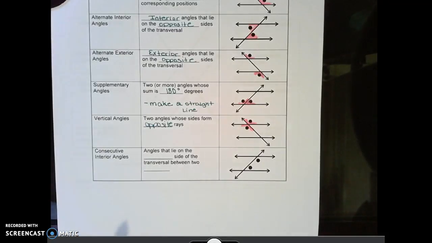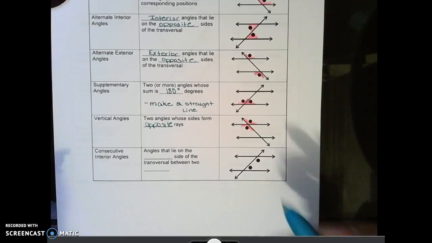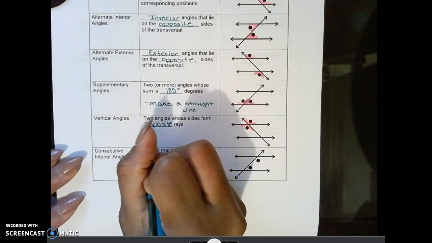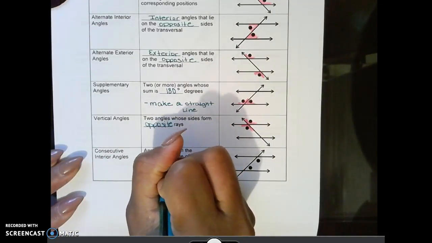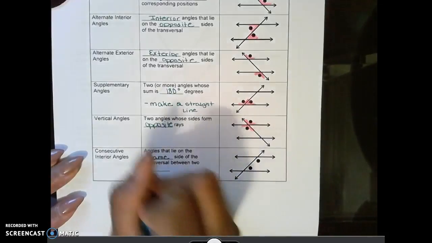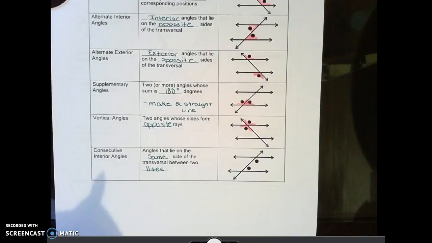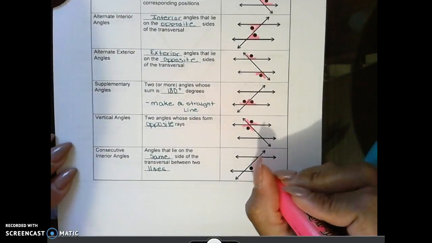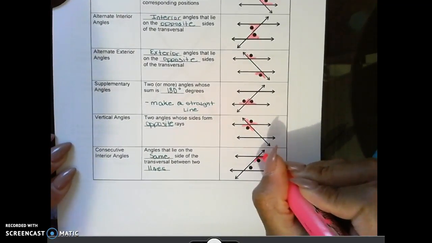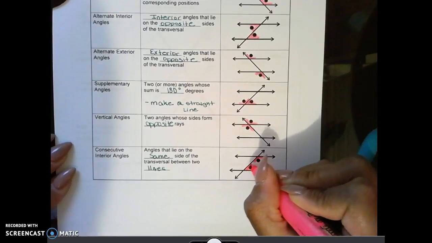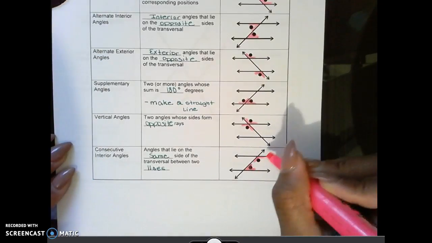And then we have consecutive interior angles. And consecutive means one on the other. So they're going to be on the same side of the transversal between two lines. And of course, they are interior. Now I don't have consecutive exterior angles, but if you can imagine, if these are interior, these two would be exterior.